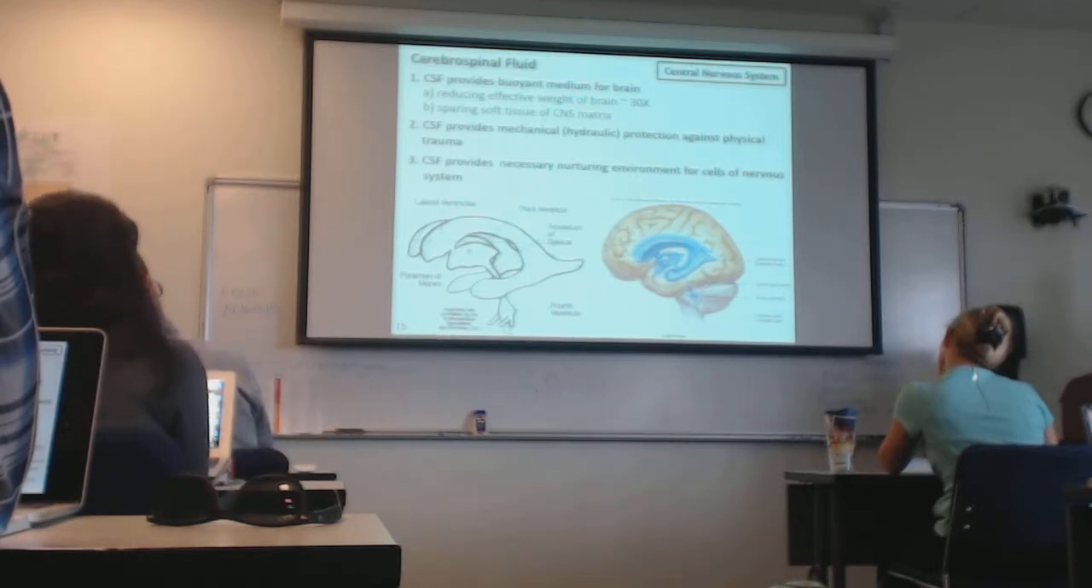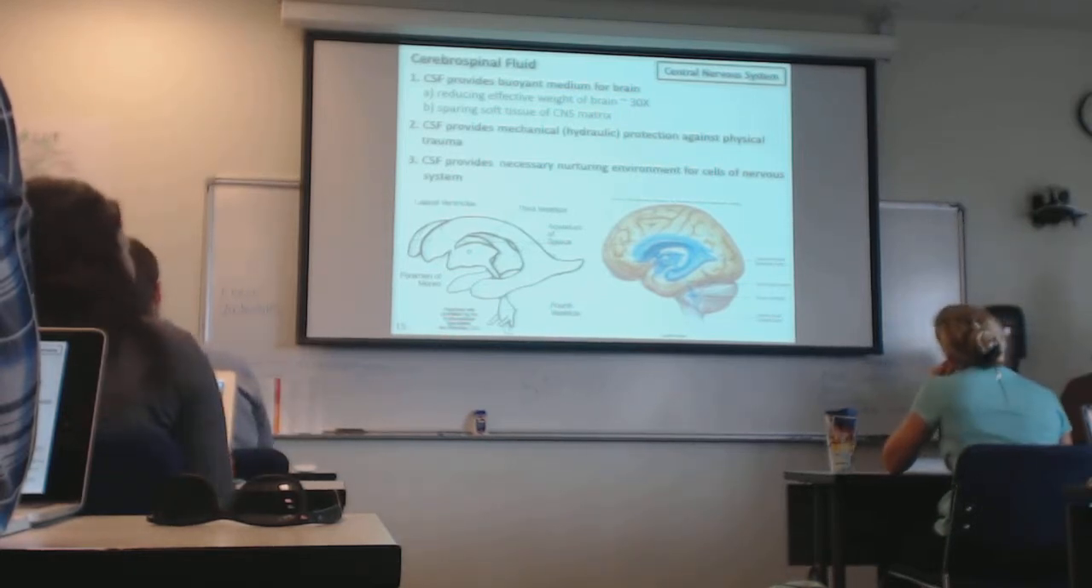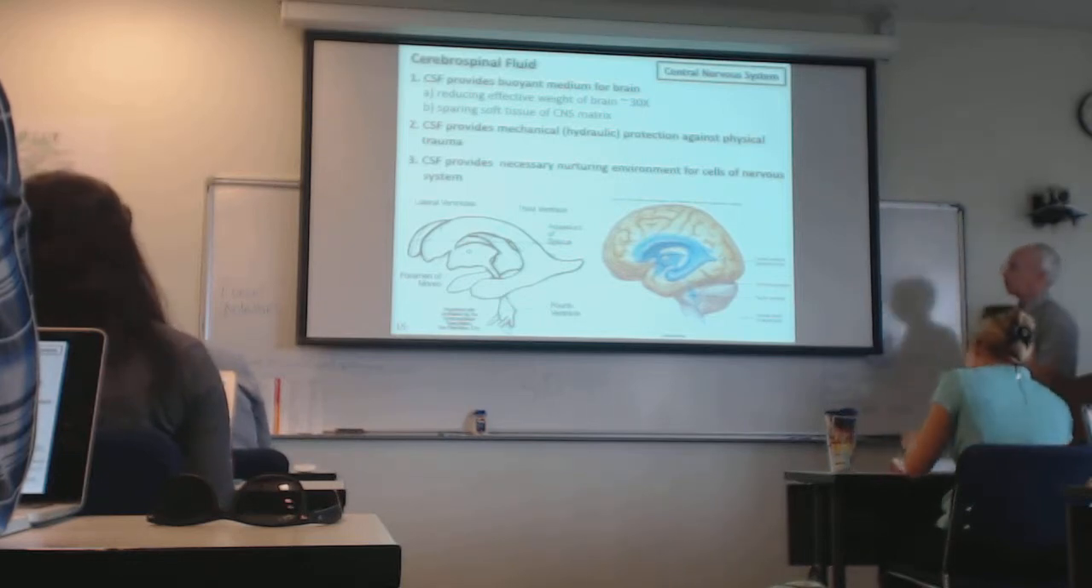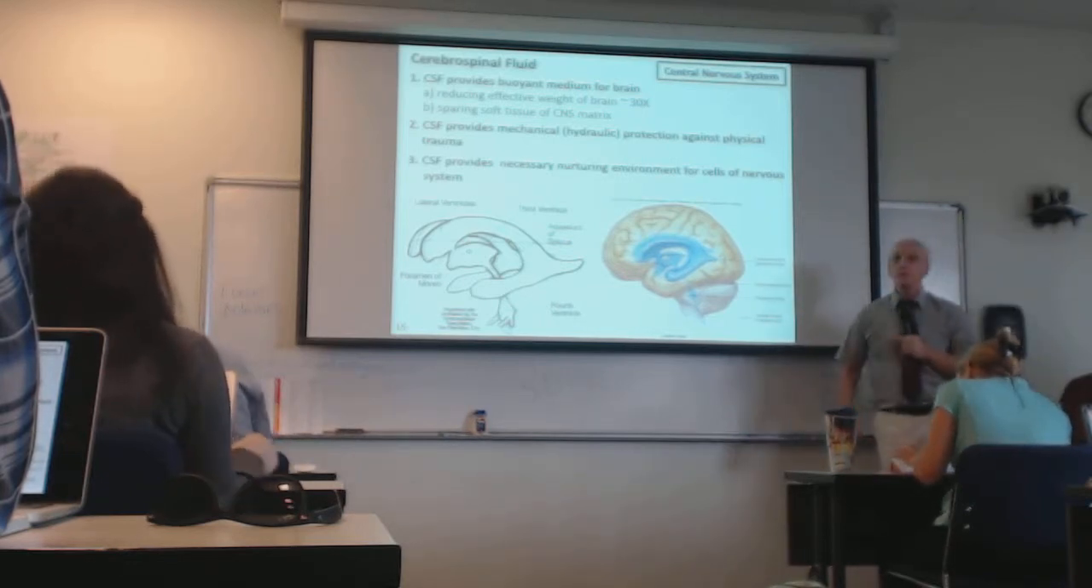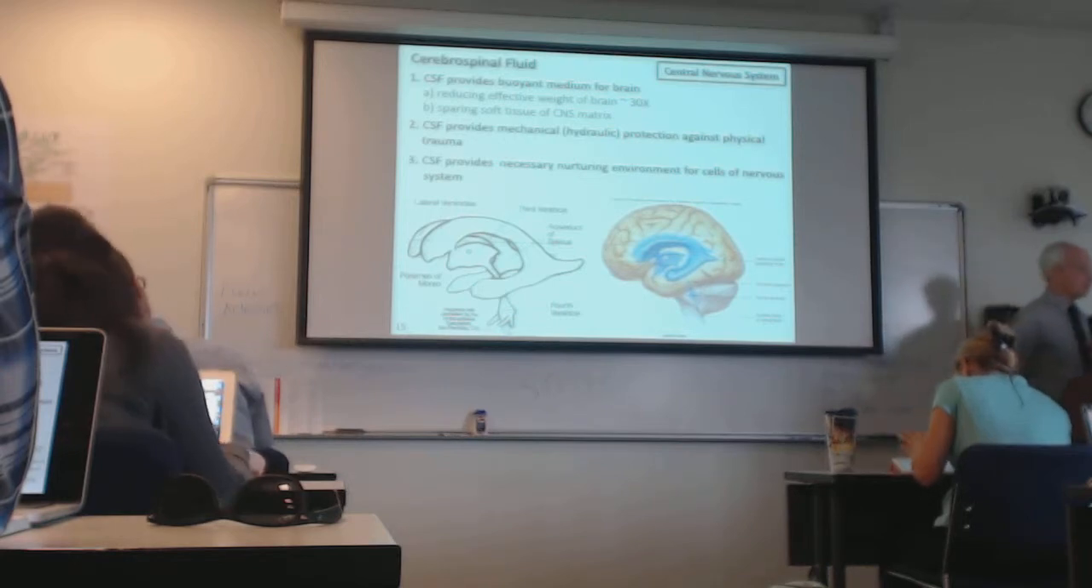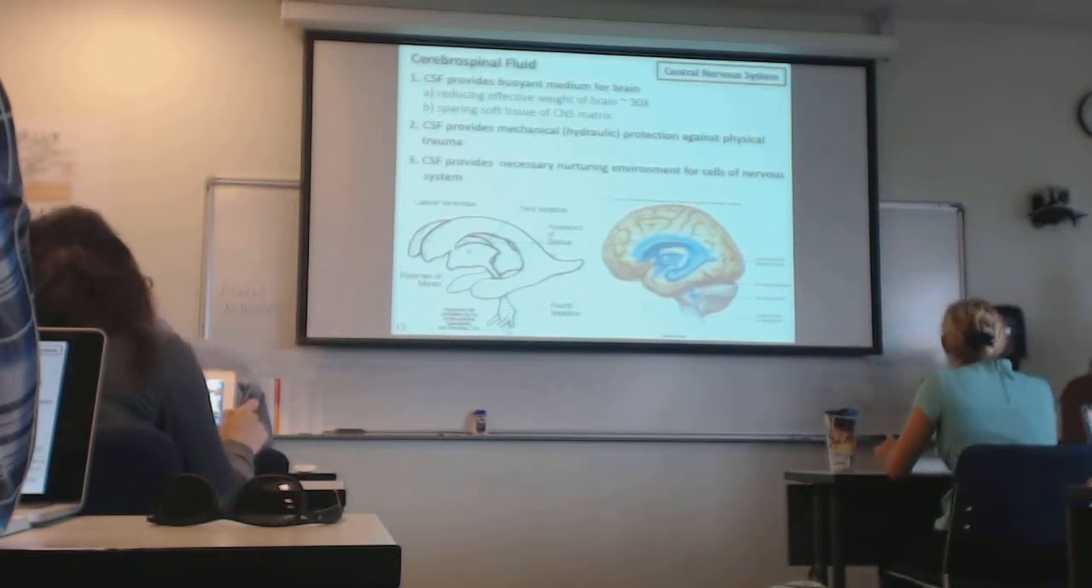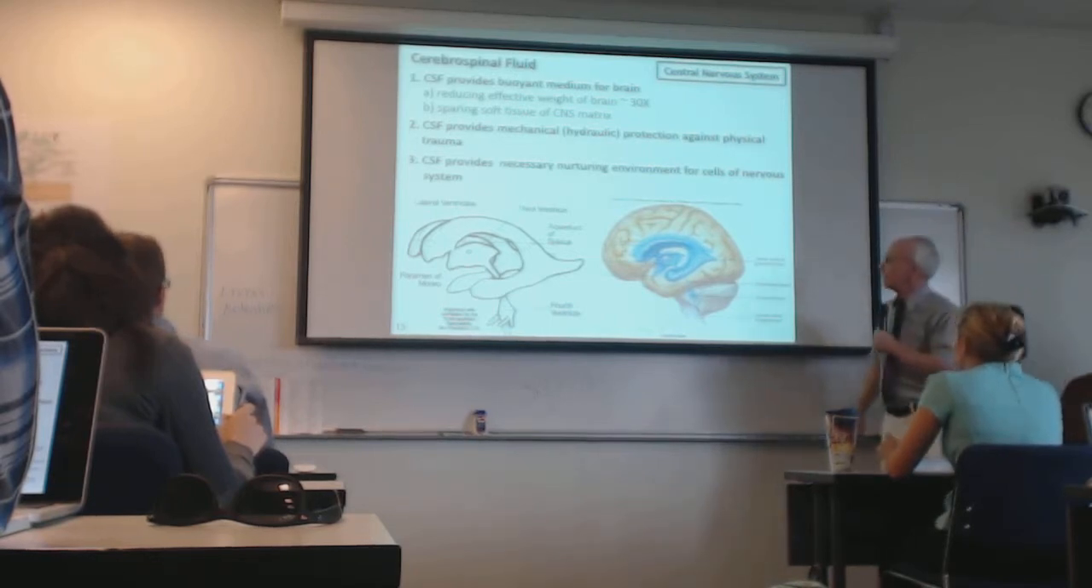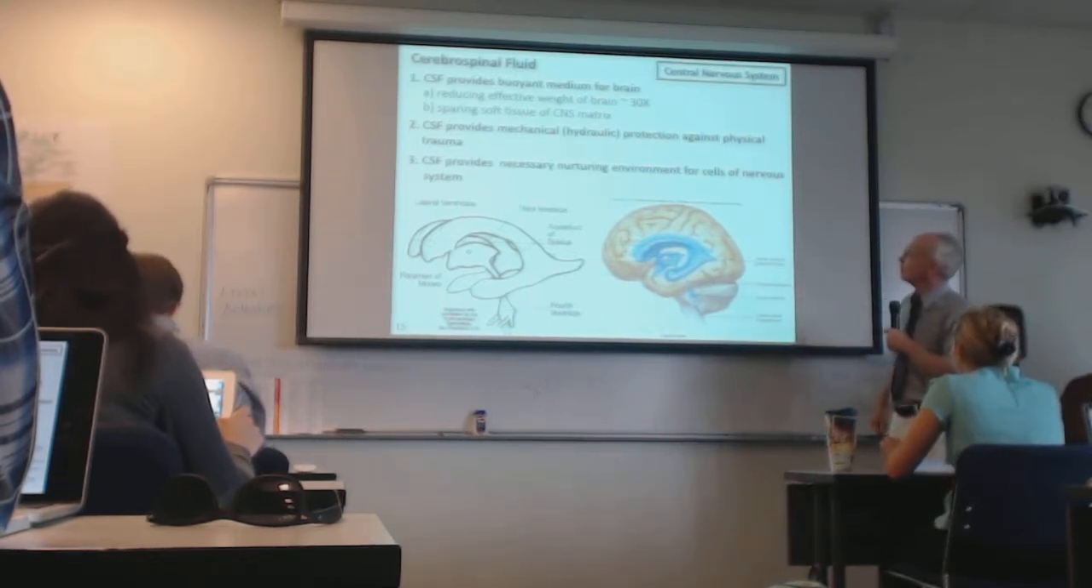In terms of the functions, we often say that the CSF is a buoyant medium. When you get out of a swimming pool, how much heavier you feel when you leave the pool. So the CSF provides some measure of hydraulic protection for the brain as it bounces around in your head.